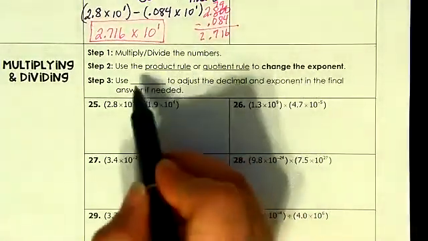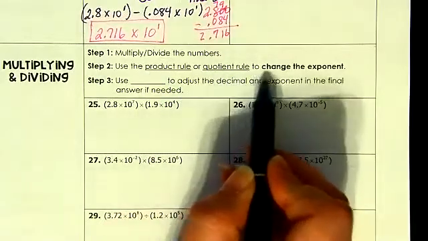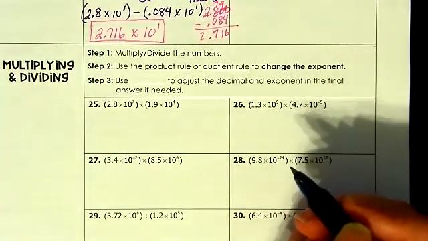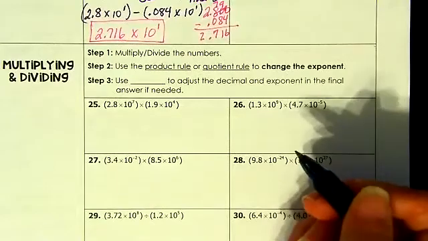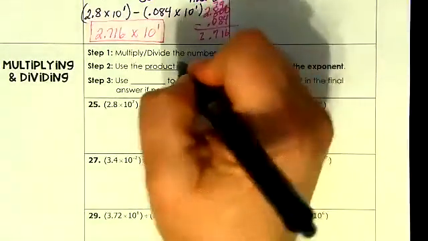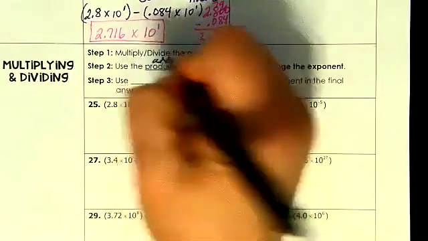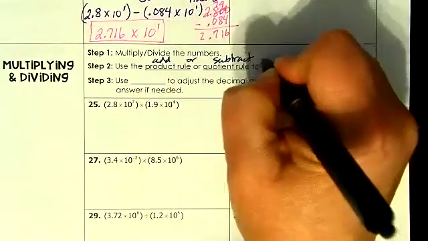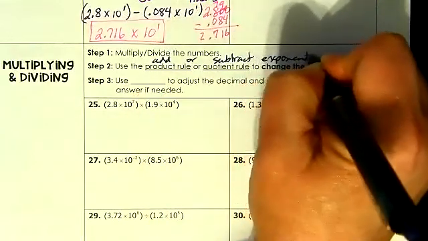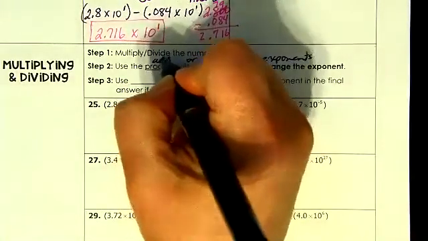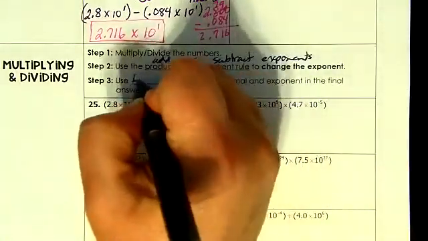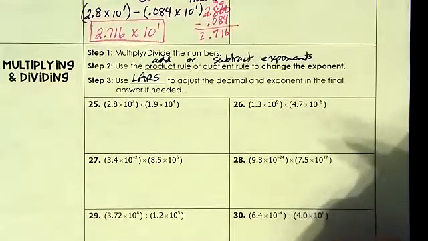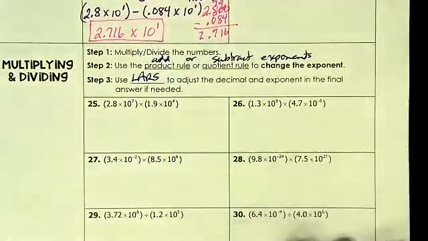Okay, so we're going to multiply and divide. Use the product and quotient rule to change the exponent. So when I'm looking at this, you've got to remember for the product, you add. For the quotient, you subtract the exponents. Add or subtract the exponents. That's what I believe you've just got through learning. So use LARS to adjust the decimal and exponent in the final answer if needed. Okay, with these, we're going to do several of these so we have an example of all.